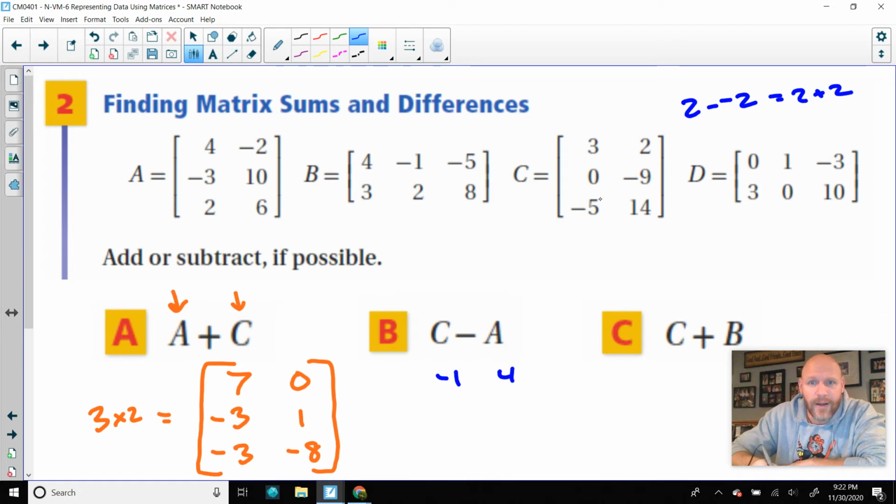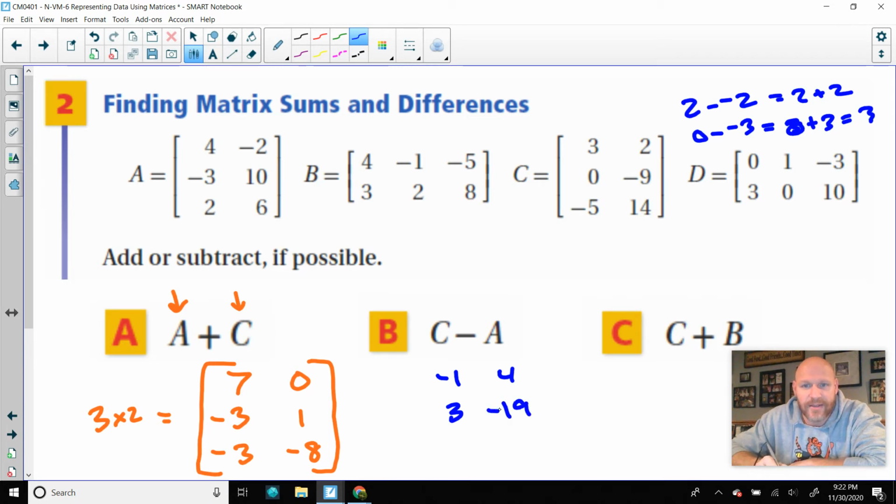Next, we're going to do 0 minus negative 3. And once again, if I do 0 minus negative 3, I'm really doing 0 plus 3, which is going to be 3. Let's try negative 9 minus 10 is going to give us a larger negative number, negative 19. Negative 5 minus 2 is going to be negative 7. And 14 minus 6 is going to be an 8.